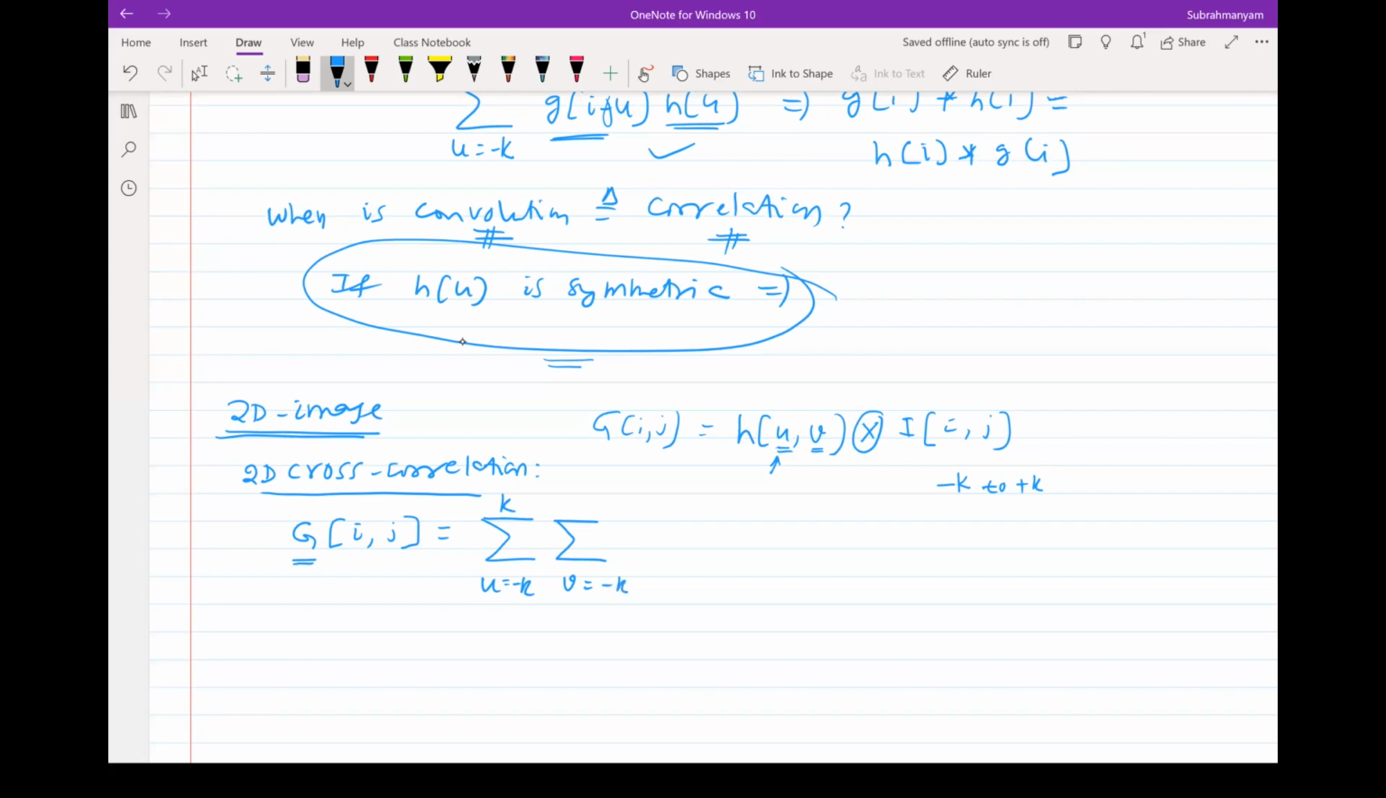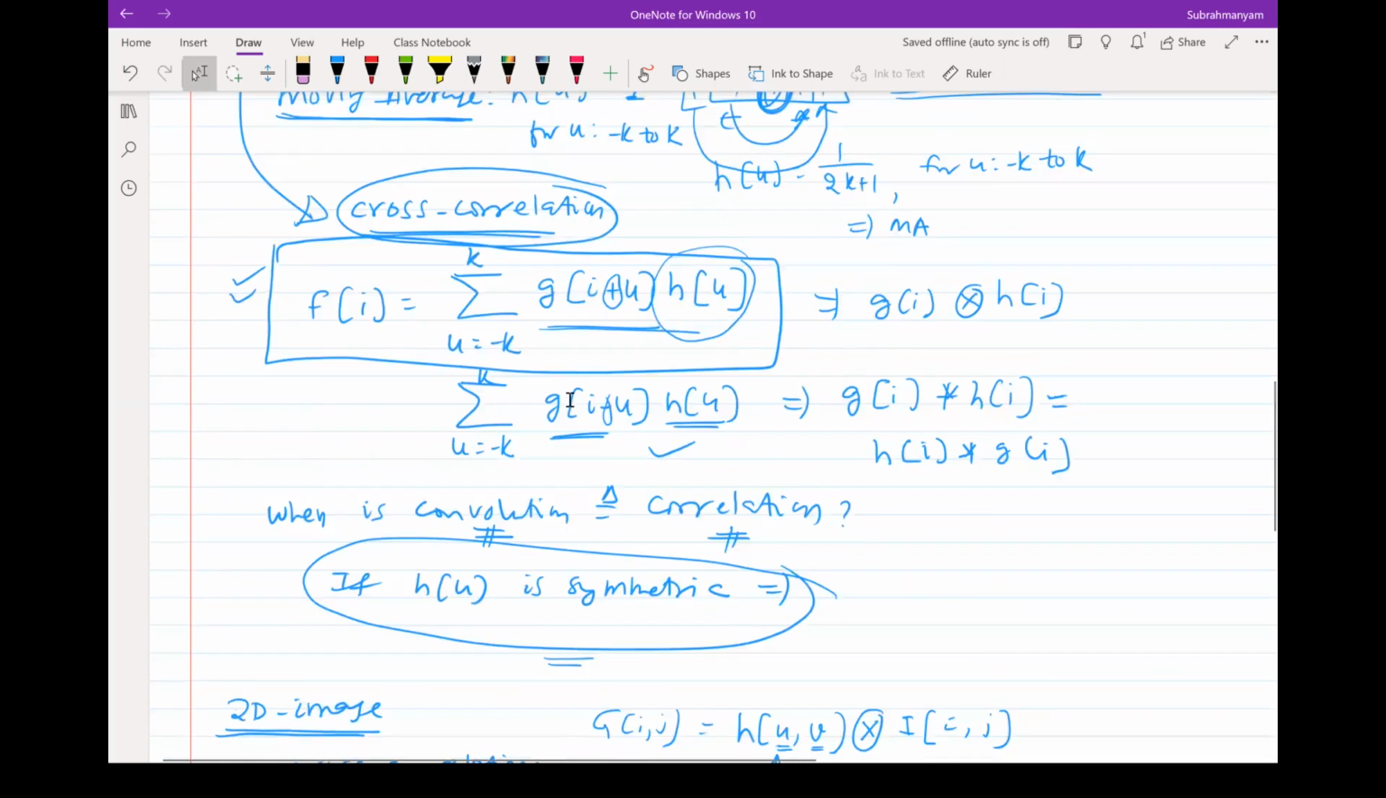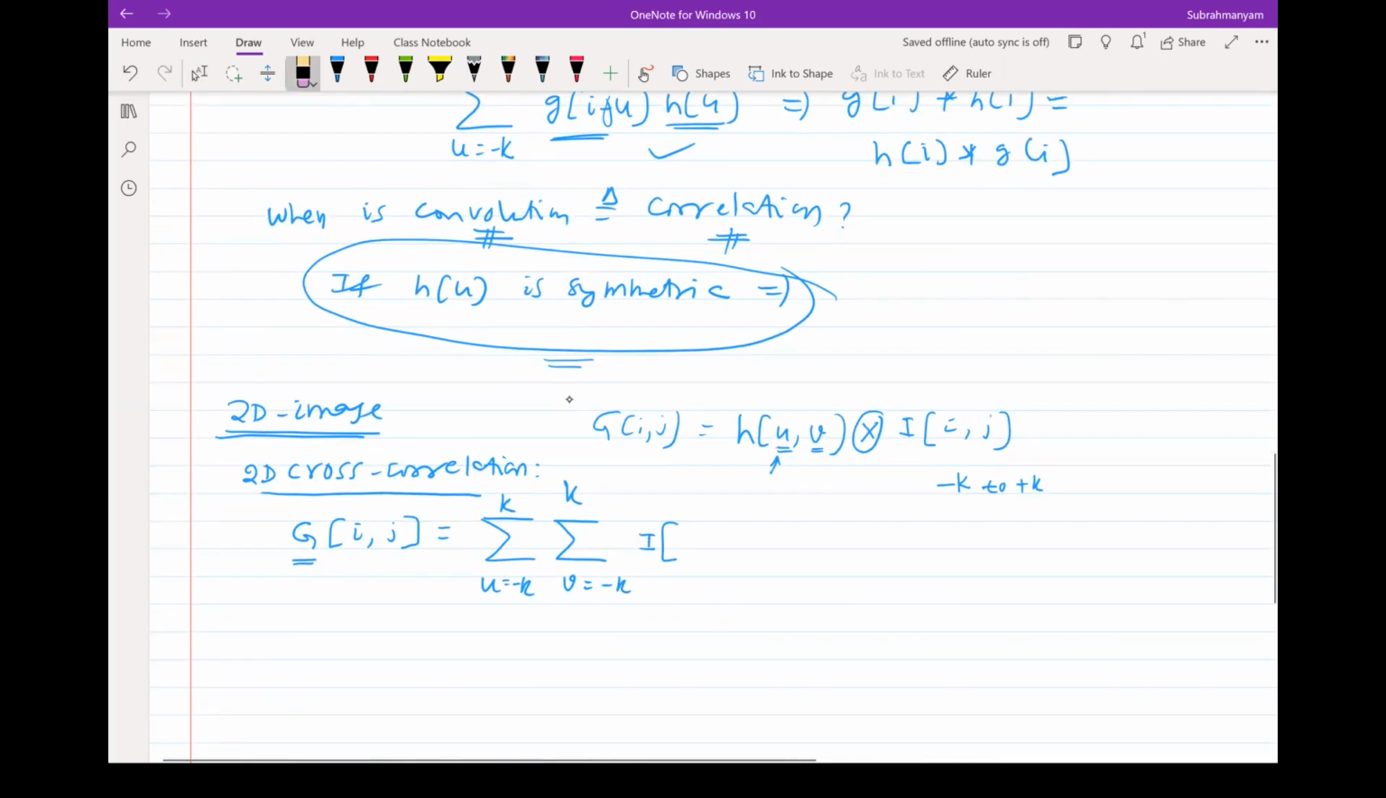Same as u. Right. Then I would like to start with, for example, i. You tell me what I should keep for i here. Let me correct this: let me call the original image capital F here. F of what should I write here? Sir, I think it should be f of i plus u comma j plus v, multiplied by h of u comma v. Very good, excellent.